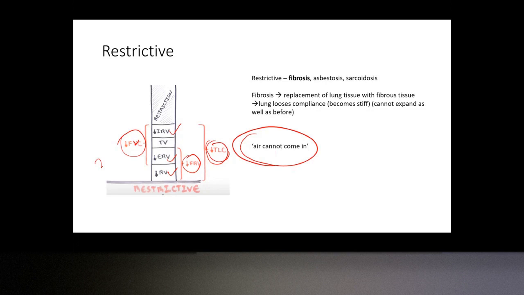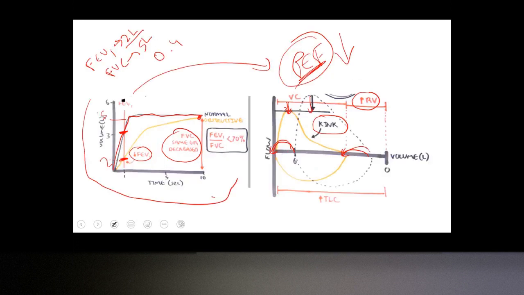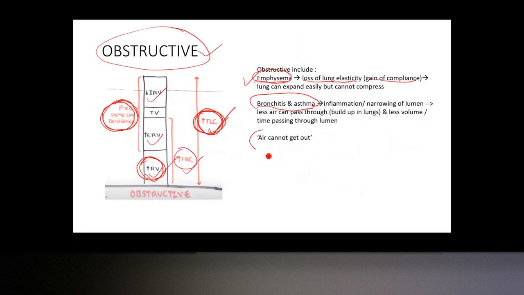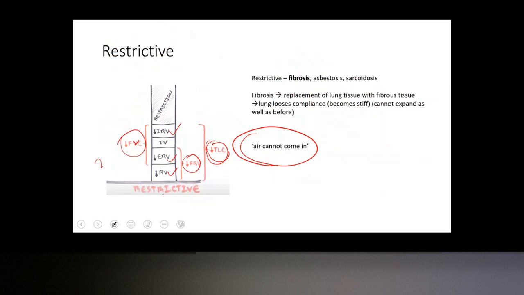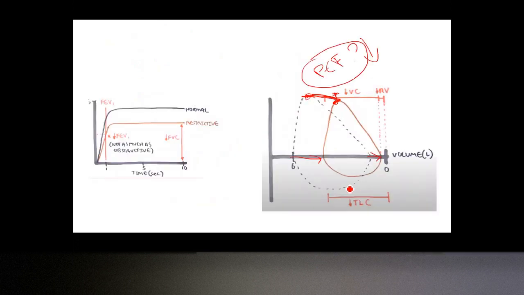Just remember this mnemonic. The problem with obstructive is air cannot get out. In restrictive, air cannot come in. That means the inspiratory volume decreases, and that's why all of the volumes decrease, because you cannot breathe this stuff in. But because PEF determines the amount of airflow you can expire, it doesn't change, because the fibrosis doesn't affect that segment of the breathing.